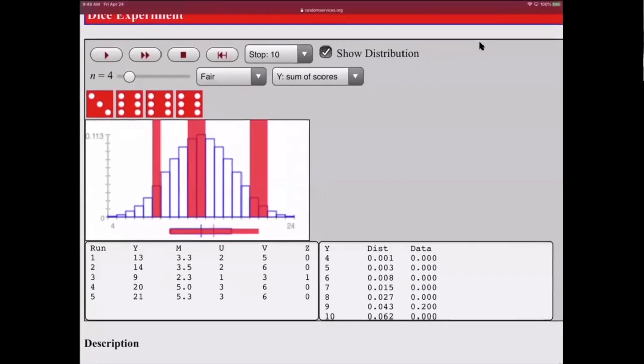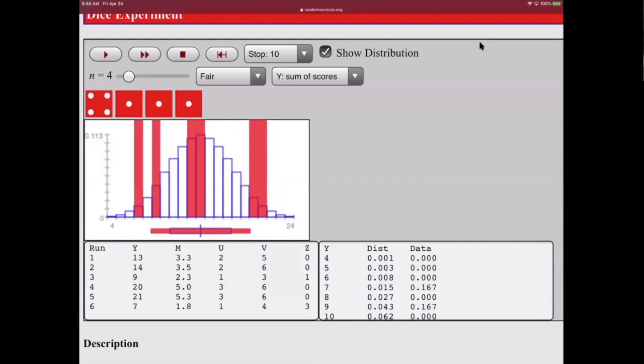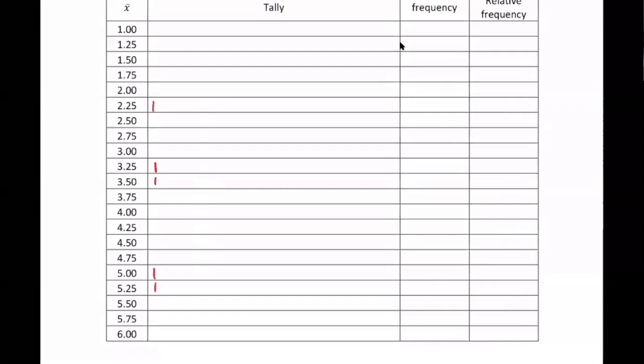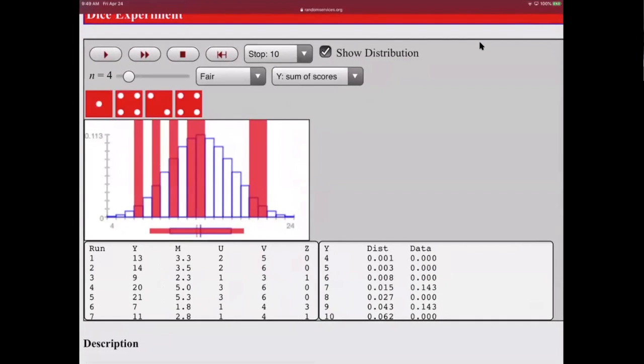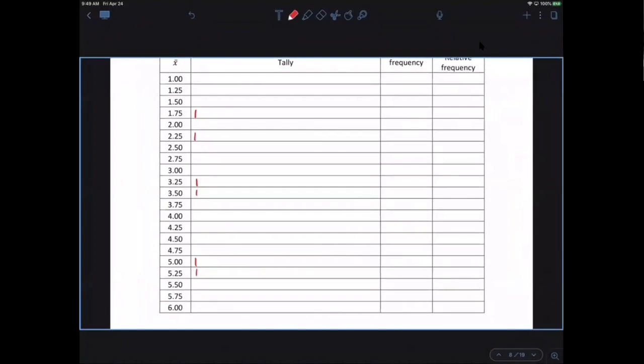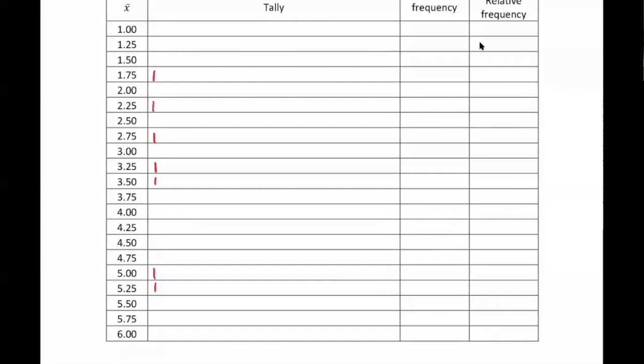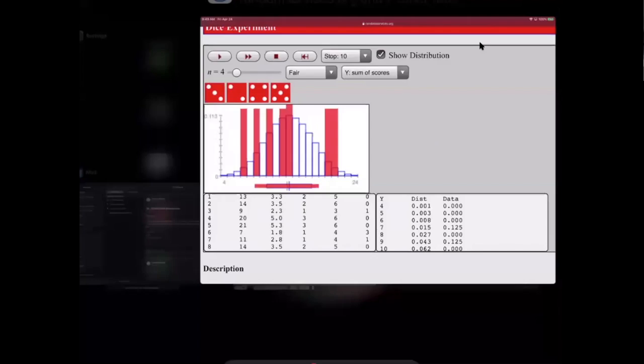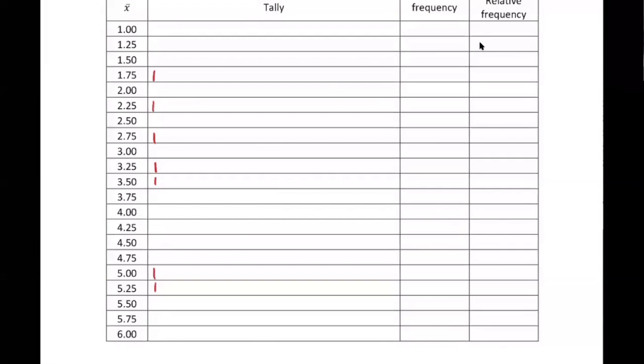Next one is 1.8, a really low one. That's a 1.75. Okay, next one is a 2.8. That's 2.75. Next one is a 3.5. Second one of those.